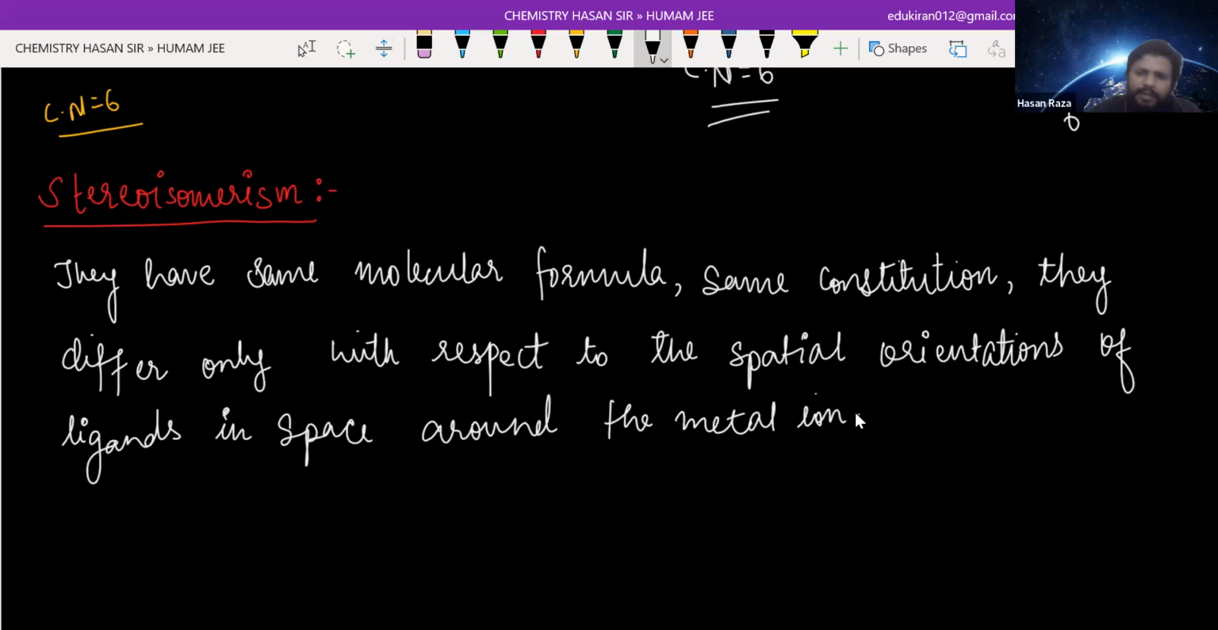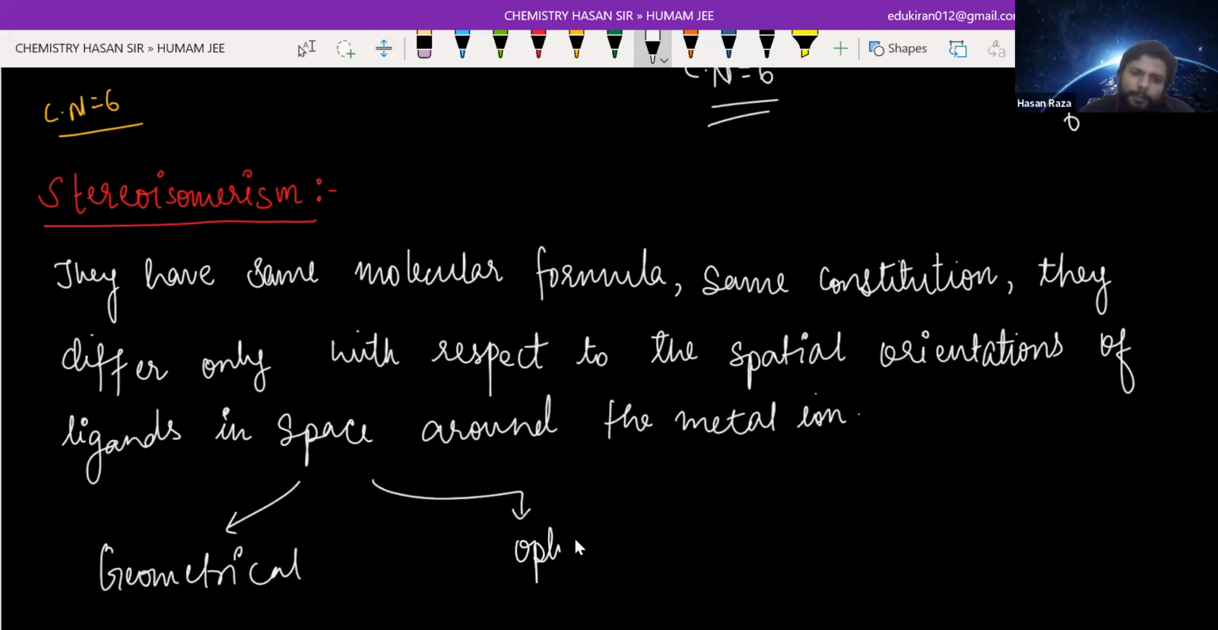So basically, same chemical formula, constitution, everything will be the same. Only the spatial arrangement or spatial orientation of ligands will differ around the central metal ion. Okay, is that clear? Now these are divided into two parts, as I told you, geometrical and optical. One by one, we are going to pick it up. Please do write it, then we will talk about this.